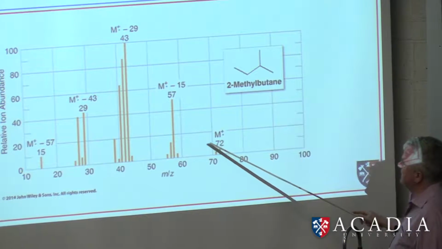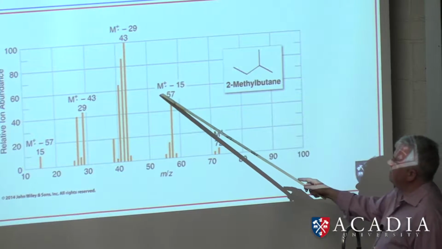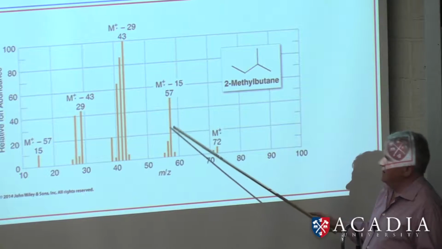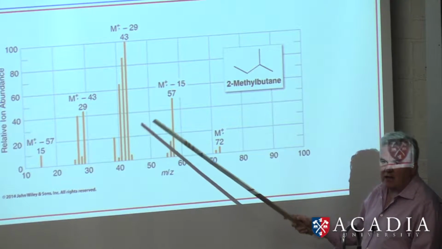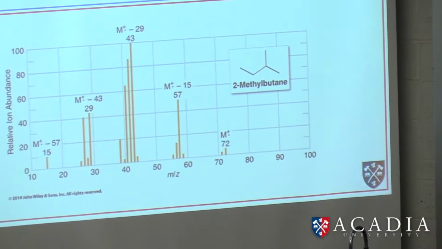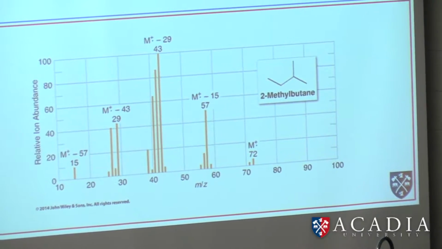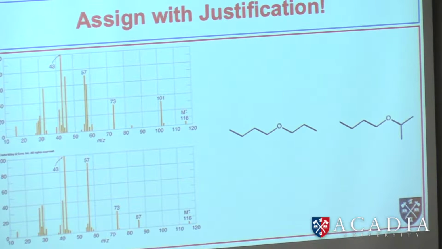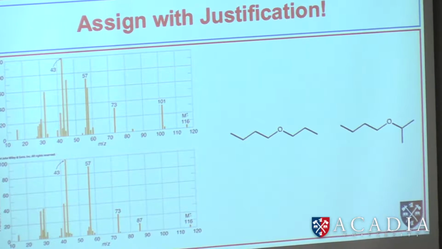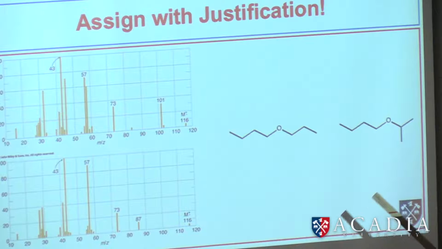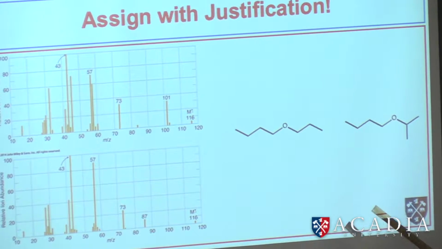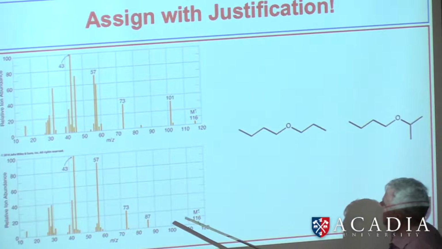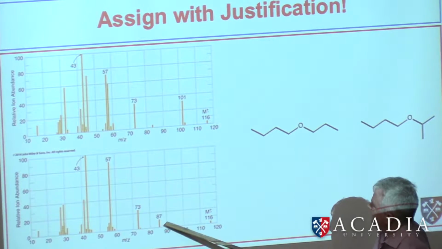Notice we do see a significant amount of the M plus minus 15. Okay? So these are very diagnostic, and we can tell molecules that have the same molecular formula. So let's take a look at these two molecules. Here's the mass spectrum of these two molecules. Notice they look pretty similar. They have a lot of peaks in common, but this one has a significantly larger peak here.